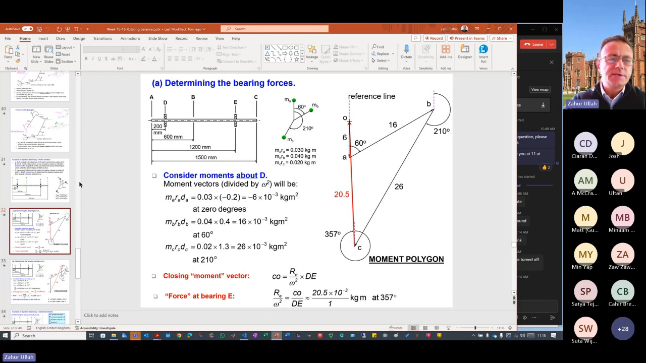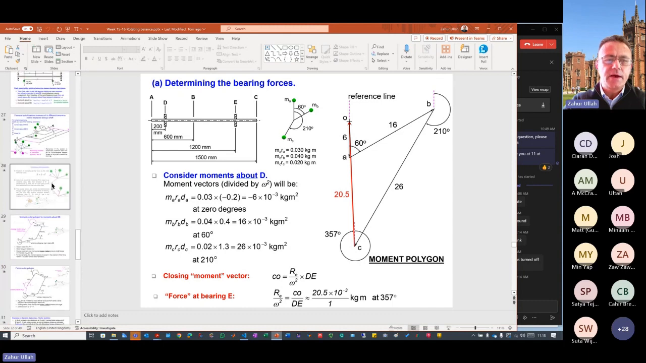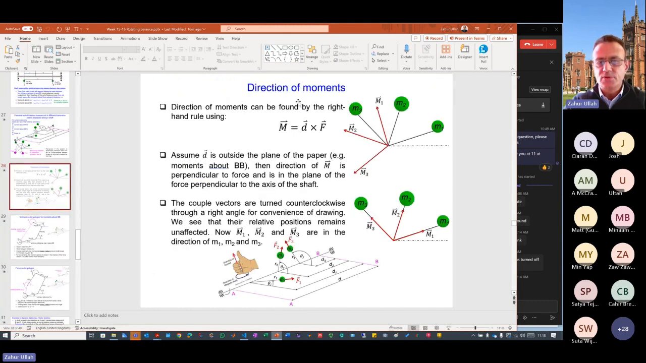This can be explained using this slide here, which I also uploaded to Canvas. You can also look at it there. It explains how you will calculate the direction of the moment. In this case, for example, if you have these three forces, M1, M2, M3, and you want to calculate the moments, these are the moments in our case. So we want to take moments from B. B is this point here.